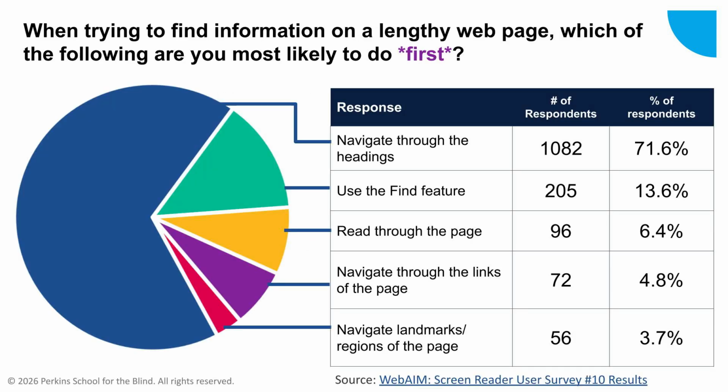Here's a statistic that drives this home. WebAIM's Screen Reader User Survey, which polls actual screen reader users about their habits and preferences, found that over 71% of respondents said that when they were trying to find information on a lengthy web page, they navigate through the headings first. That's their primary strategy. Only 13.6% said they use the find function, and just 6.4% said that they read the entire page from top to bottom. What does this mean for you? It means your heading structure needs to function like a table of contents for your page. Headings should be descriptive. They should be properly nested to show hierarchy, and they should appear in a logical order.